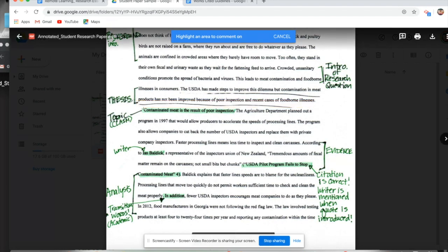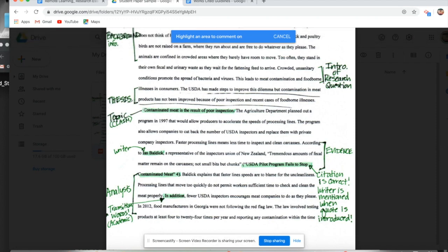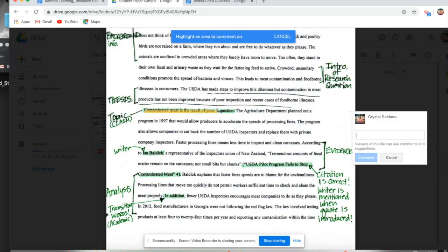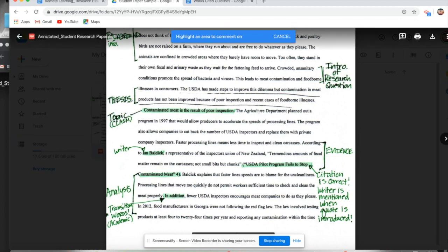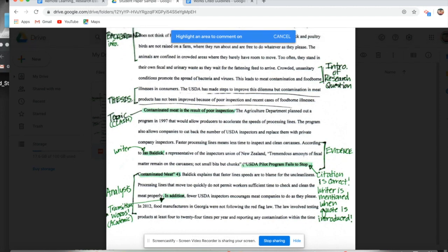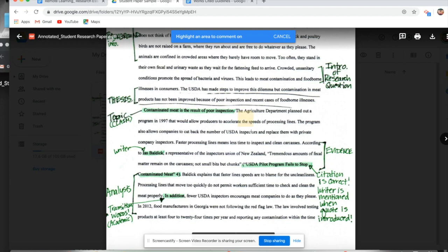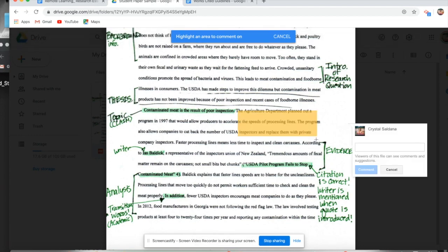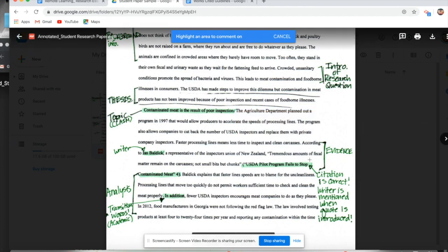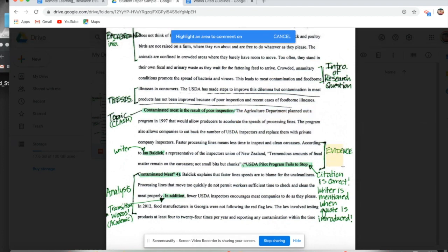All right. So then, as we move down, she starts her new topic. Right, contaminated meat is a result of poor inspection. Boom, she just throws it out there. We're not inspecting correctly. Great. And then she goes into the agricultural department. Boom, she moves in immediately into her evidence. But if you notice right here, she's giving context. She's explaining the evidence before stating the evidence. So she's leading me into the evidence, which she brings in here.